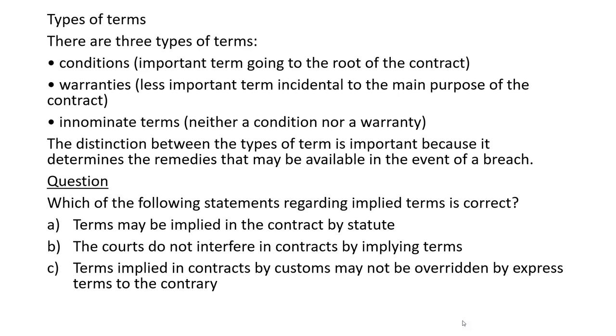Types of terms. There are three types of terms. Conditions: an important term going to the root of the contract. The main purpose of the contract, the main thing because of which you entered into the contract, is the condition of the contract. Then there are warranties. Warranties are less important terms, incidental to the main purpose of the contract. They are not the main purpose because of which you entered into the contract, but they are important enough, and they should be provided if you want to fulfill the main purpose of the contract. If you want to perform the main purpose of the contract, these are the things you have to perform first, but they are less important than the main purpose, which will be the condition of the contract.